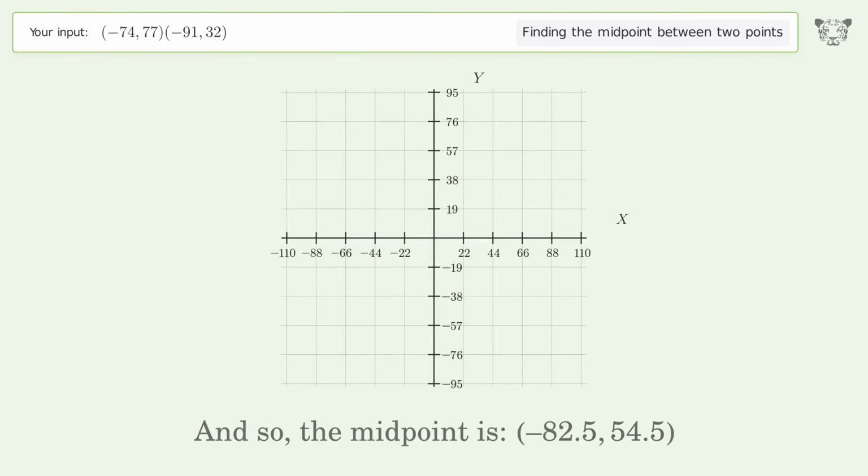And so, the midpoint is negative 82.5, 54.5.